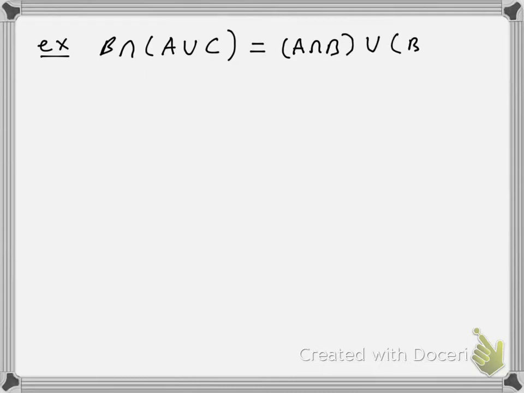Okay, now going back to the example we're going to do, what if I gave you an equality like this, B intersected with A union C, and I asked you to tell me if that equals A intersect B unioned with B intersect C. So I'm asking you to tell me, are these two equal? Okay, and a way you can do this is you can draw a Venn diagram for each side and see if they work.